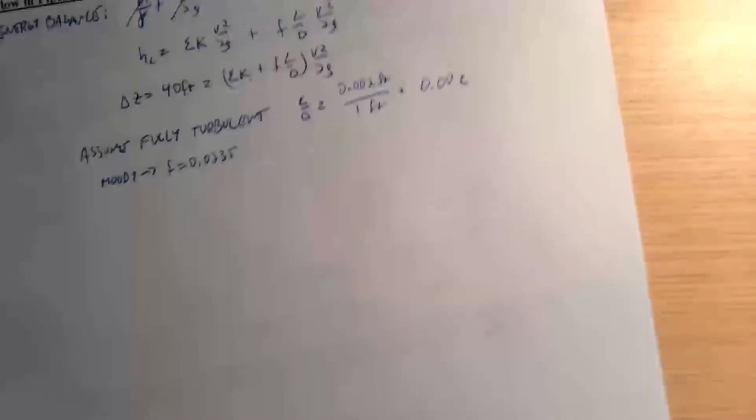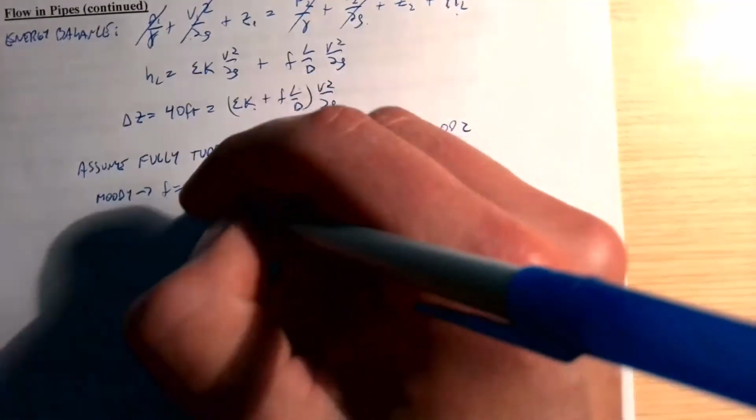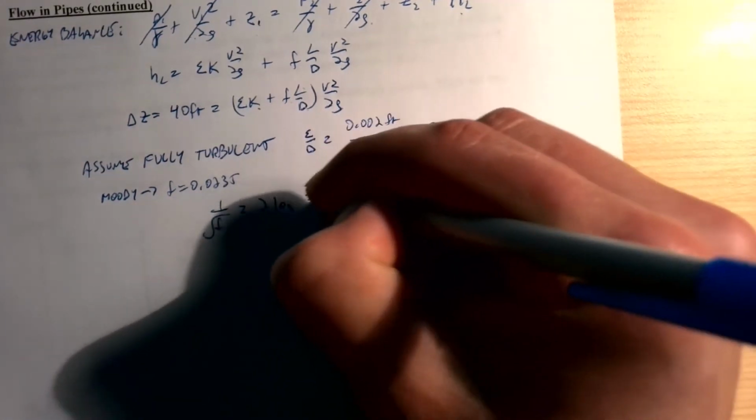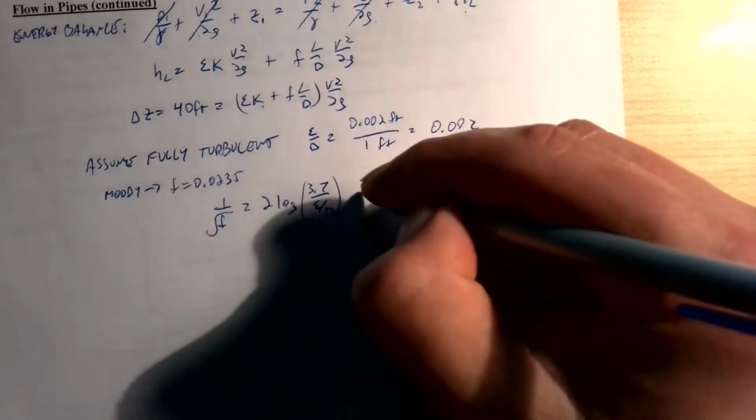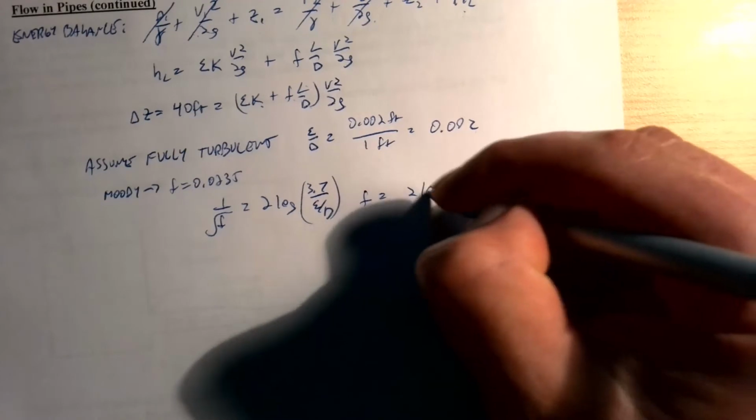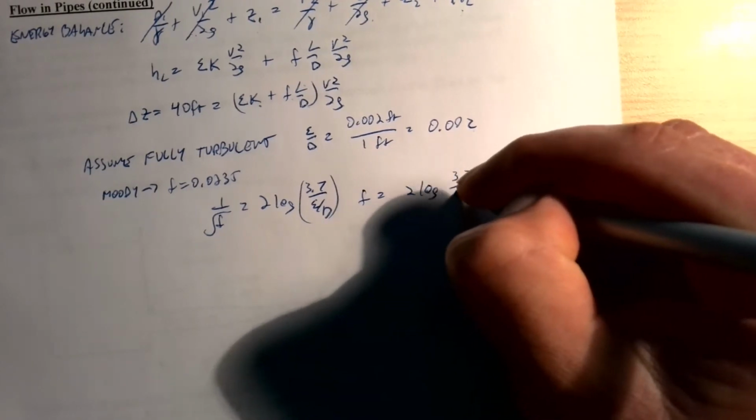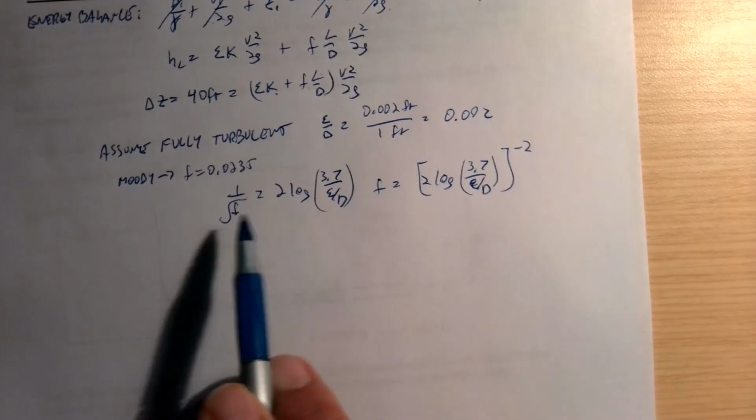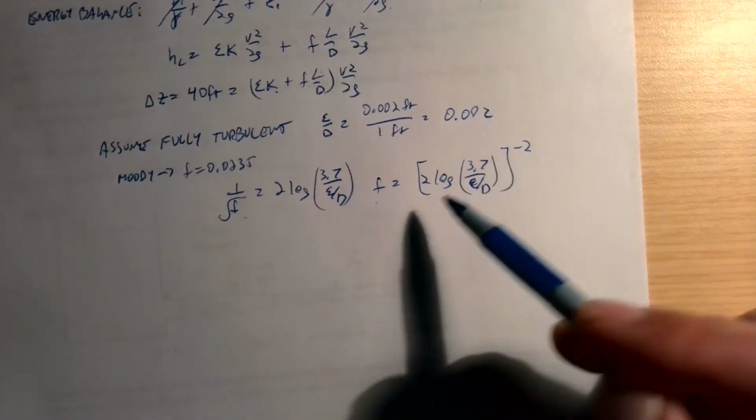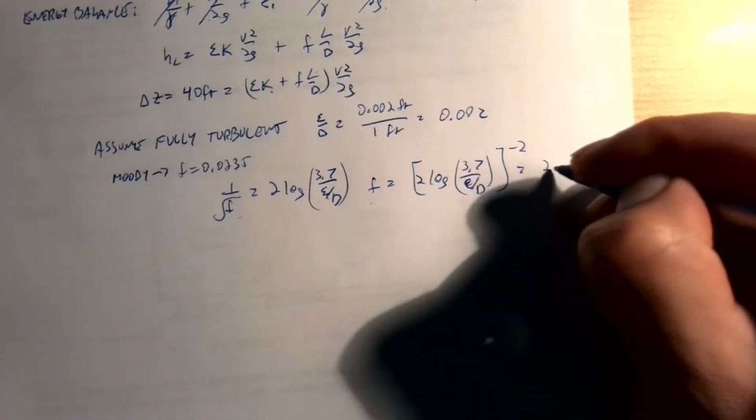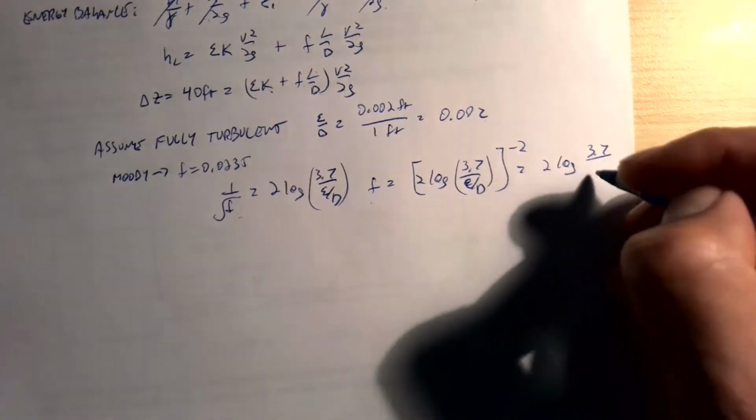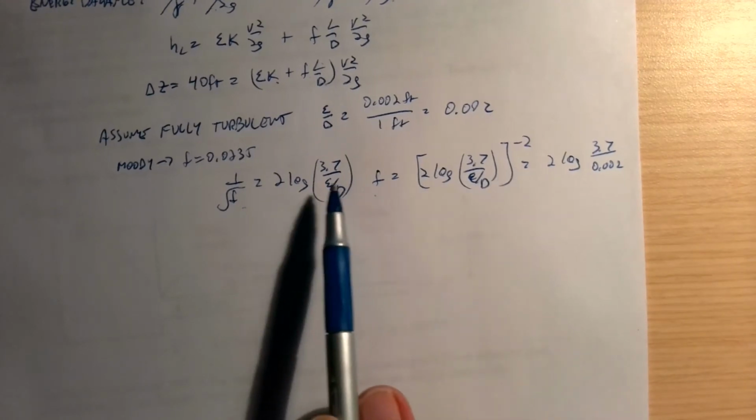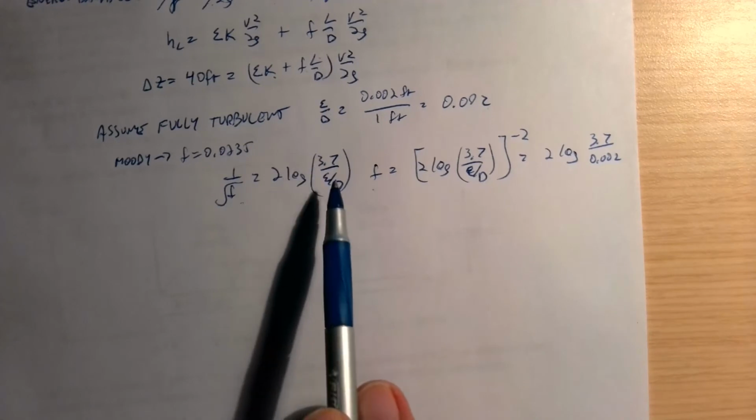But we could also get this from von Karman's equation. So 1 over the square root of f is equal to 2 log of 3.7 over epsilon over D. And so this means that f is equal to 2 log of 3.7 over epsilon over D, quantity to the negative 2 power. This is f to the negative half, so if I do it to the negative 2, I end up with this. So you can plug this in directly: 2 log of 3.7 over 0.002. I'm writing this in this form because it puts the epsilon over D in the bottom that I've already calculated. Now you can write this as 3.7 D over epsilon.